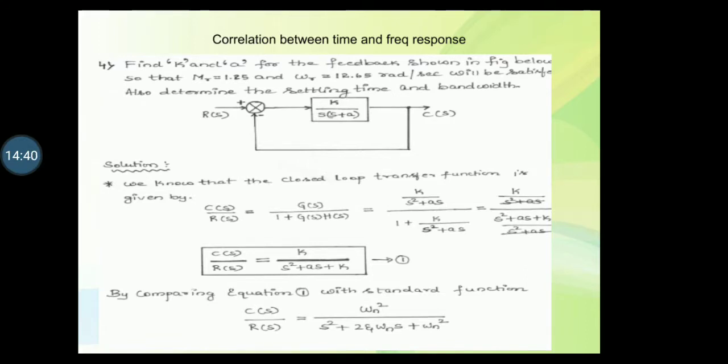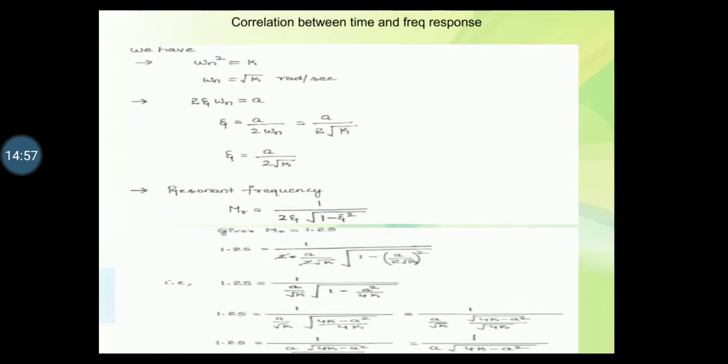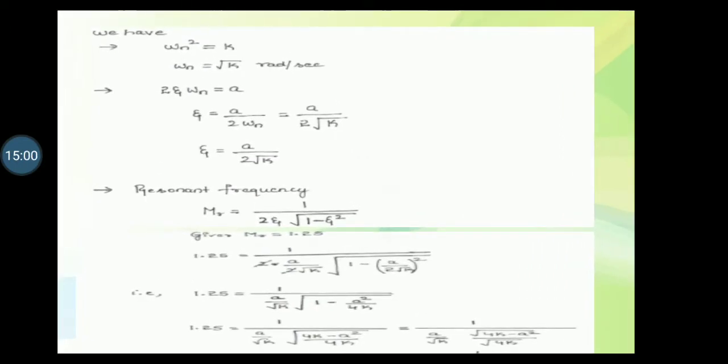What is the standard function? We know C of S by R of S is equal to omega n square divided by S square plus 2 damping omega n s plus omega n square. So we have omega n square is equal to k. Omega n is root of k radians per second. 2 damping ratio omega n is equal to a. Due to that, damping ratio is equal to a divided by 2 omega n, which is equal to a divided by 2 root k. So the damping ratio is a divided by 2 into root of k.